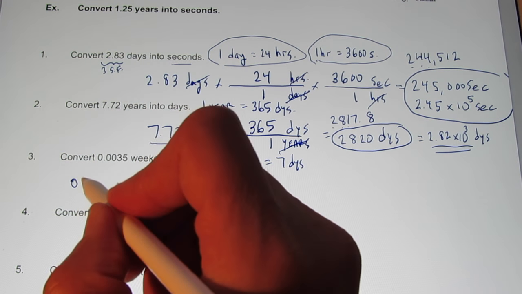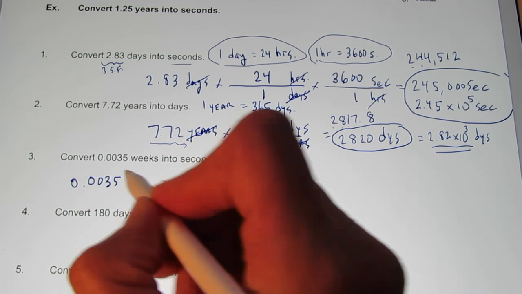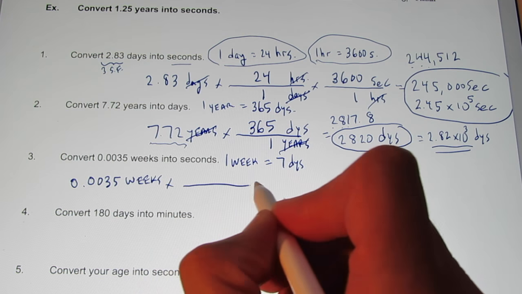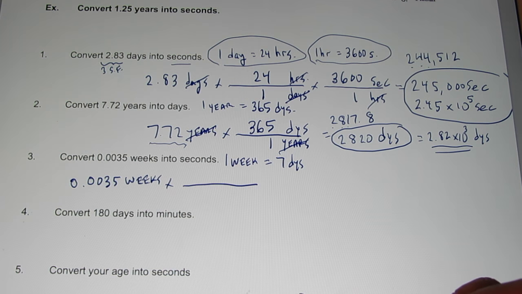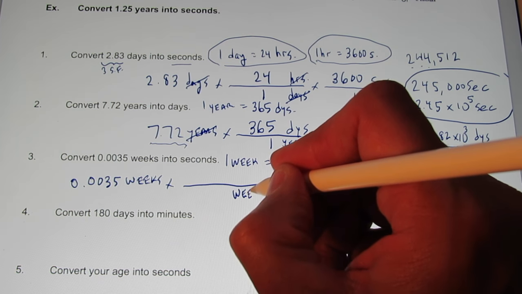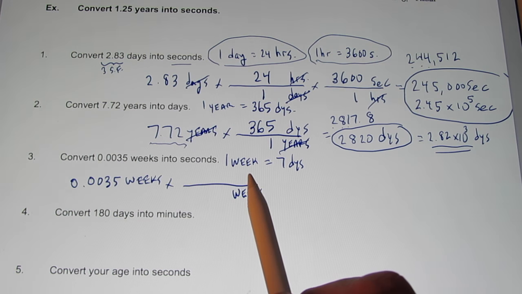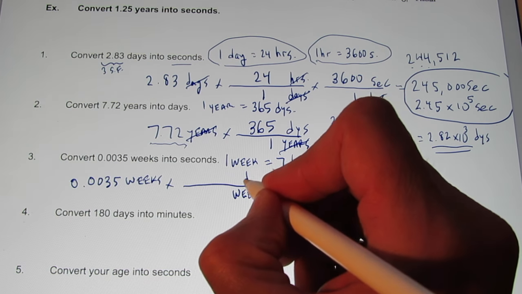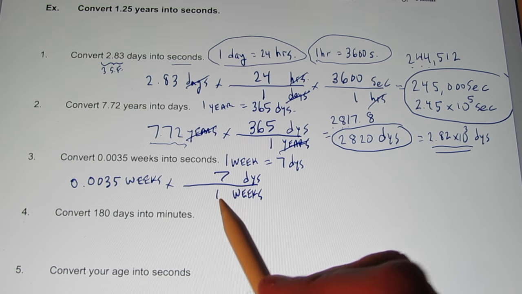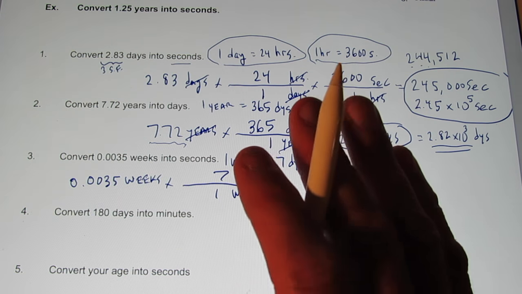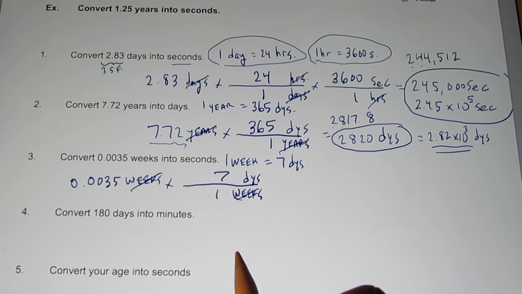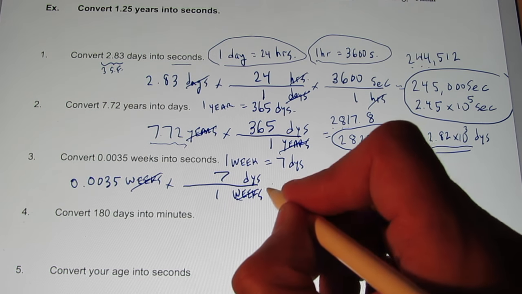So let's start with 0.0035 weeks. We're going to multiply by a conversion factor. What unit should I put on the bottom? That's right, the one I want to get out of, which here is weeks. And I don't know the conversion factor to go directly into seconds, but I can go from weeks to days. And I know that 1 week has 7 days in it. That's a definition. There are 7 days in a week. That has an infinite number of sig figs. So I'm out of weeks. And if I were to stop here, I'd have my answer in days. I don't want days. I want seconds.